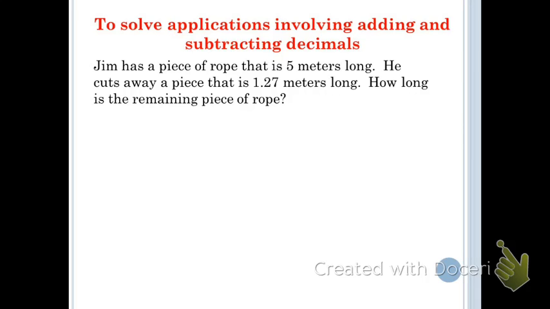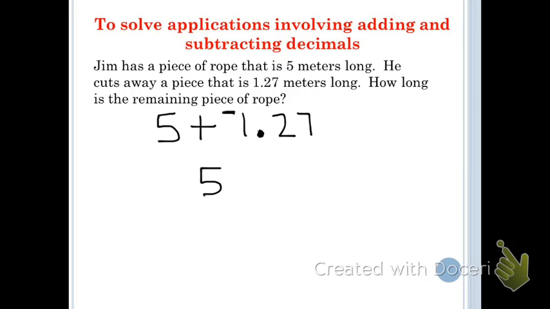Jim has a piece of rope that is 5 meters long. He cuts away a piece that is 1.27 meters long. How long is the remaining piece of rope? So we started out with 5 meters. We're going to subtract 1.27 meters. So let's change the subtraction to addition of the opposite number. Change, change. And so the 5 is going to have to be on top because it's larger than 1.